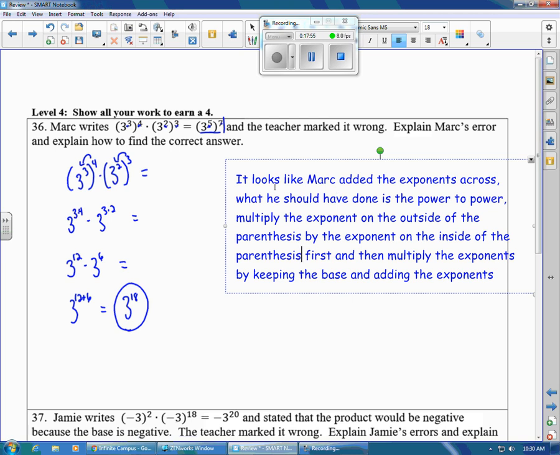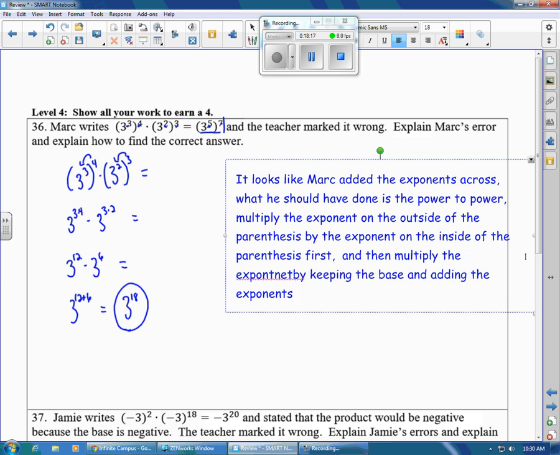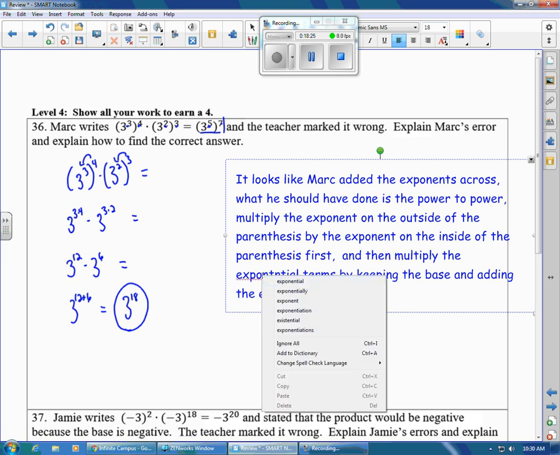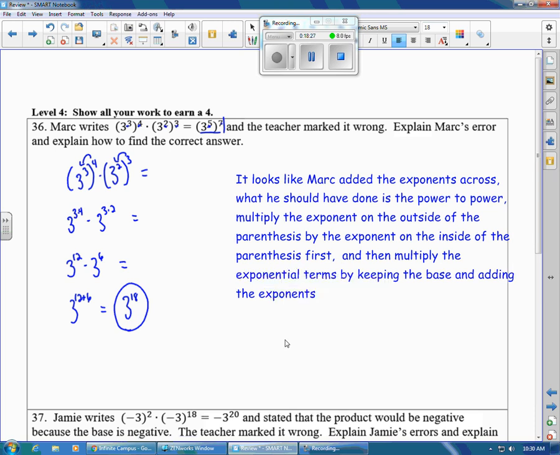Okay, so let me see what I wrote here, see if it makes sense. It looks like Mark added the exponents across. What he should have done is the power to power, multiply the exponent on the outside of the parentheses by the exponent on the inside of the parentheses first, and then multiply the exponential terms, by keeping the base and adding the exponents. I'm sorry, I should have figured out an eloquent answer before starting to record this, but I didn't.